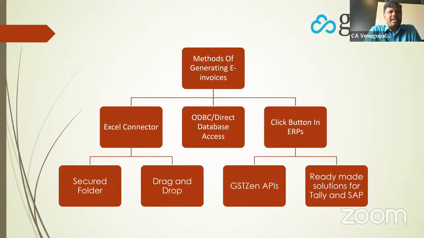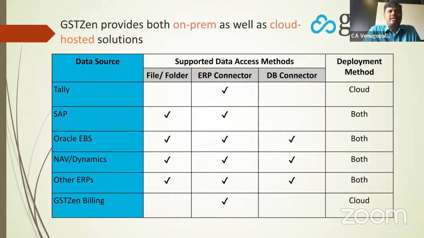GST Zen has the ability to connect to the government database using Excel, an ODBC, or a push button directly in your applications. All these methods of generating e-invoices are possible. That is what we are going to see in a demo in a while. There is a direct ERP connector, and there are database integration models. Various models are available. Looking at your software, you can get in touch to see how this happens.